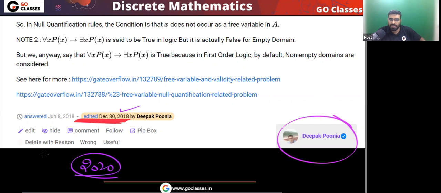Okay, so one thing I want to tell you. What many students do, when we teach some concept, is ask, sir, is this concept in the syllabus? Because there is no question on this concept. Let me tell you one thing: we don't teach you after seeing the GATE questions.